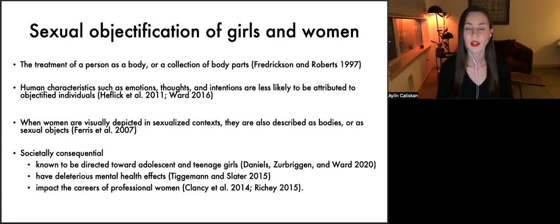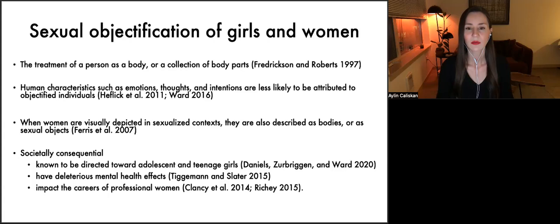Human characteristics such as emotions, thoughts, and intentions are less likely to be attributed to objectified individuals. When women are visually depicted in sexualized contexts, they are also described as bodies or as sexual objects. And this is societally consequential because it is known to be directed toward adolescent and teenage girls, causing self-objectification and negative mental health effects, and impacts the careers of professional women.